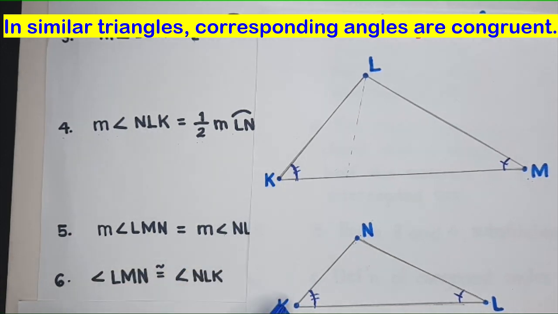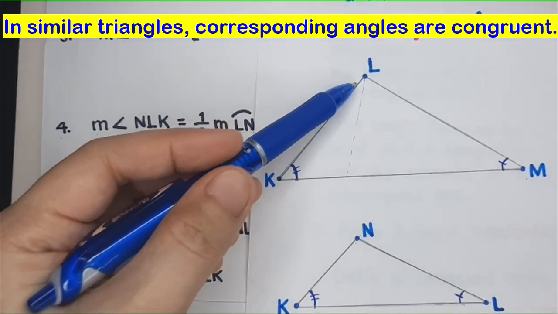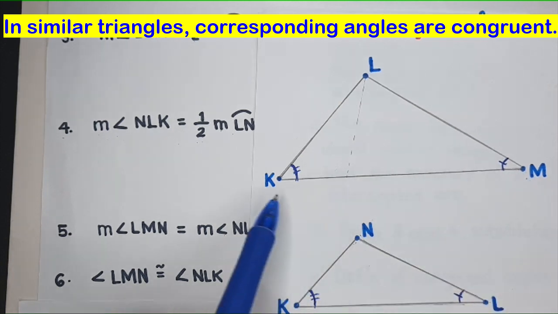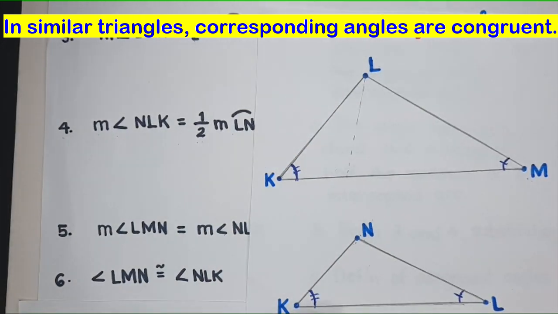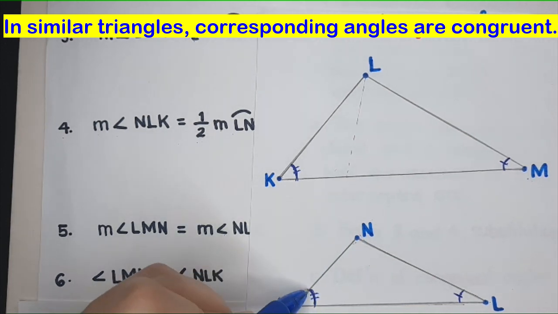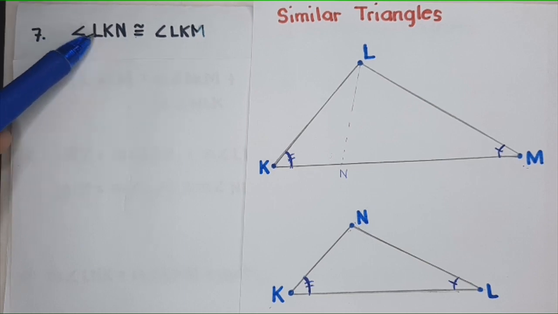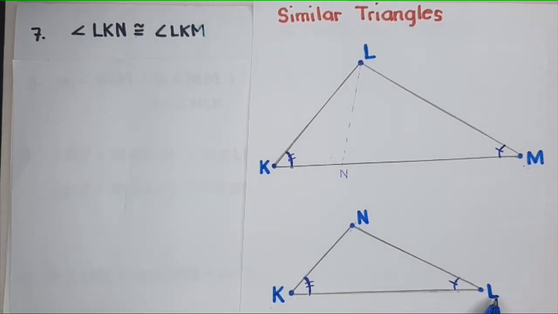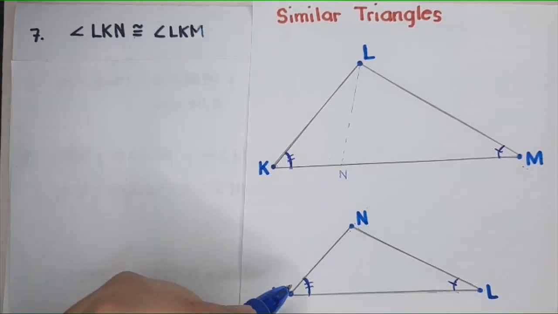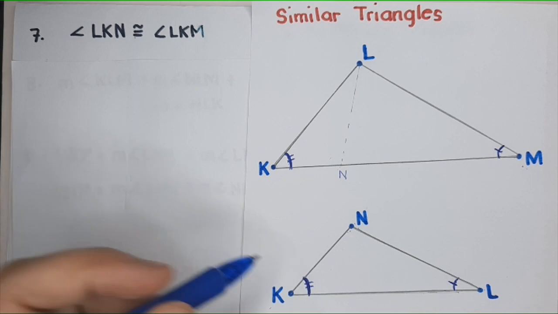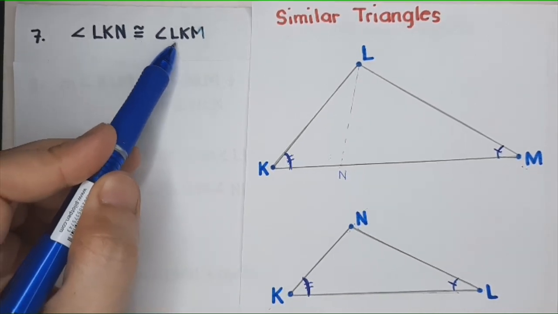So look at these two. I'm just going to use 3 letters to name angles. For this one, that's L, K, M, or M, K, L. Same here: you can have N, K, L, or L, K, N to name this angle. So this is our 7th statement. Angle LKN, where is that? Here. We're pertaining to this angle, which is congruent to angle LKM.